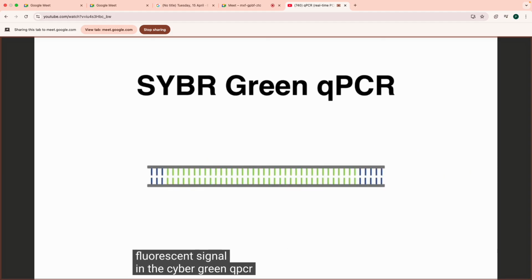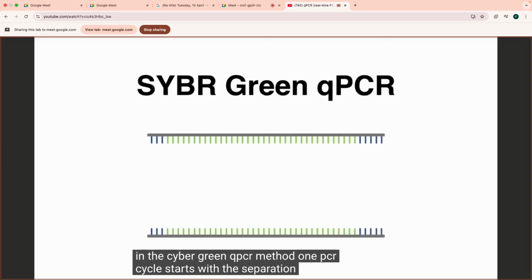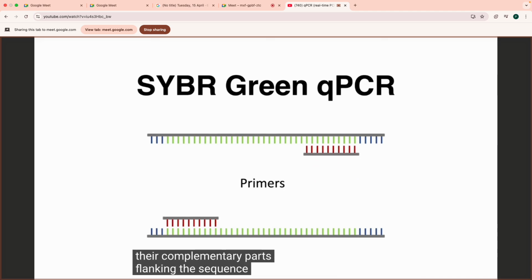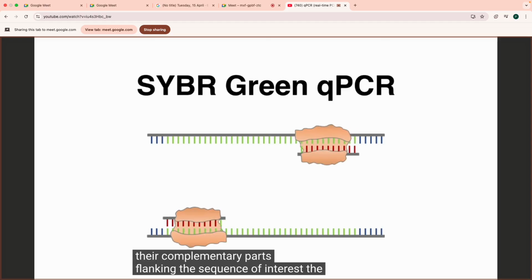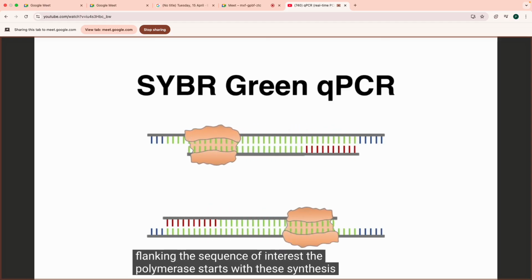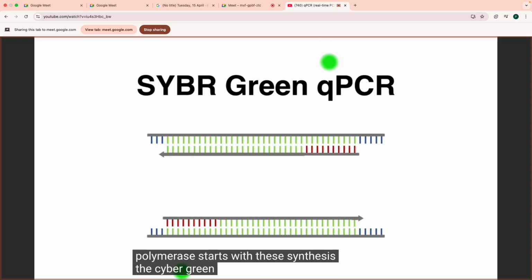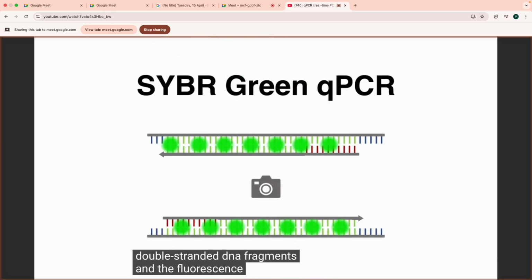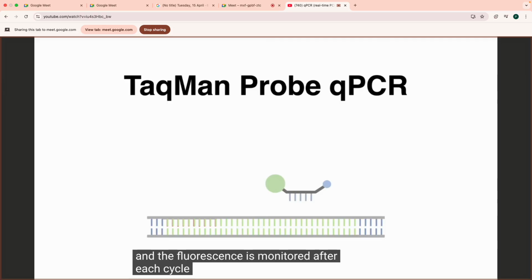In the SYBR Green qPCR method, one PCR cycle starts with the separation of the two DNA strands of the amplicon. During annealing, the primers bind to their complementary parts, flanking the sequence of interest. The polymerase starts with the synthesis. The SYBR Green dye binds the double-stranded DNA fragments, and the fluorescence is monitored after each cycle.